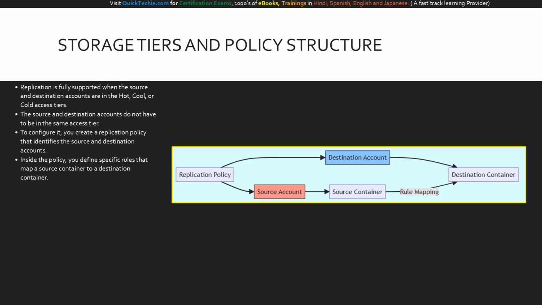The overarching replication policy binds the source account and the destination account together. The true magic happens at the container level. You can see the source container mapping directly to the destination container via a rule mapping. This structure allows you to selectively replicate only specific containers rather than forcing you to replicate the entire storage account, giving you granular control over your data movement.